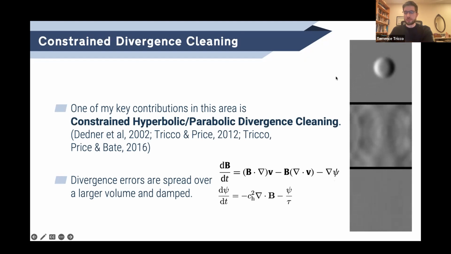And the idea, given by this cartoon example, is: say you have some sort of blob of divergence. If you don't do anything, it'll just be passively advected with the fluid flow. You have a hyperbolic and parabolic system of equations. The hyperbolic portion spreads this out as a series of waves throughout the system. And then the parabolic part damps that away over time. The combination of the two, using the hyperbolic part, helps enhance the rate at which the parabolic part works, and the divergence errors are damped away.